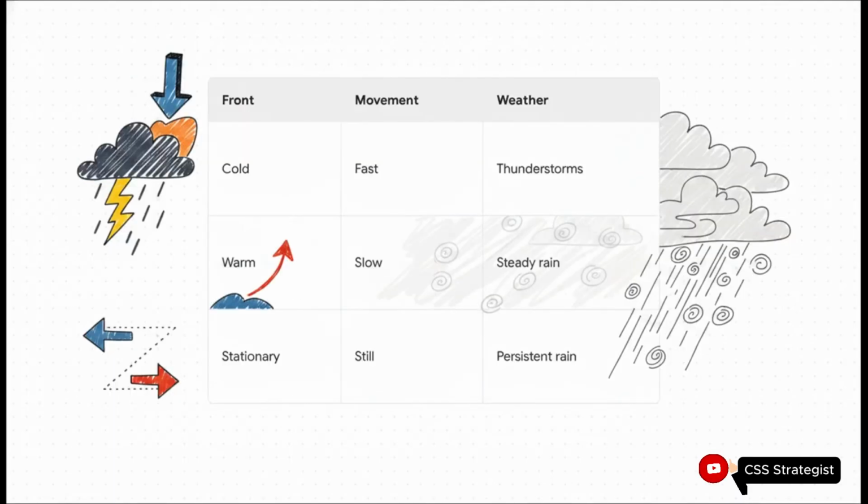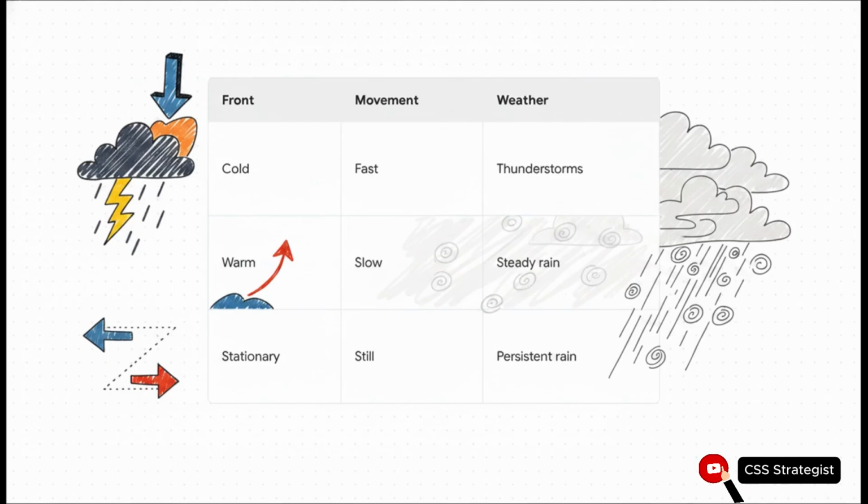Let's talk about fronts. Fronts are simply the battleground boundaries between opposing air masses. Take a cold front, for example. This features cold, incredibly dense air aggressively wedging itself under warmer air. Because of its steep slope and fast movement, it violently lifts that warm air up, triggering heavy precipitation and severe thunderstorms. Now contrast that with a warm front.